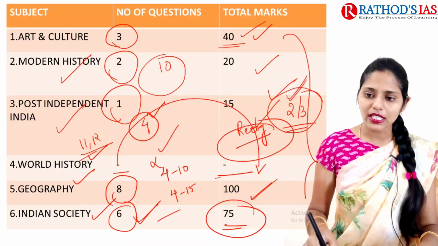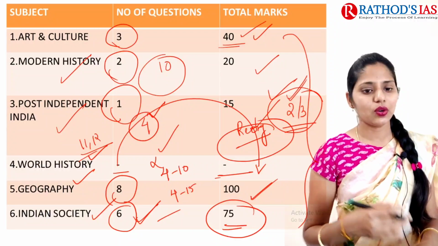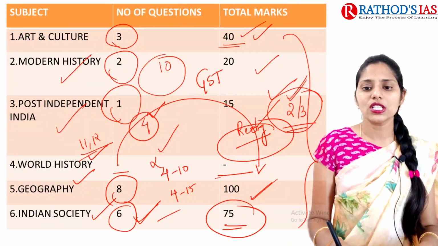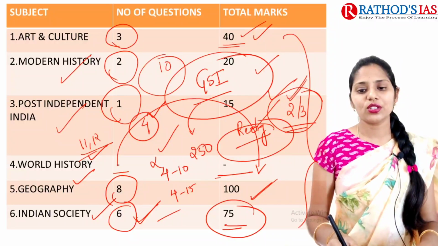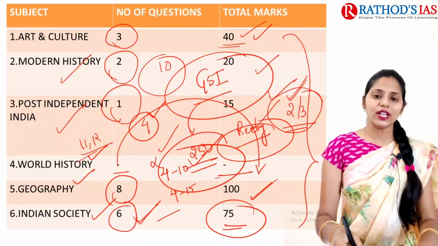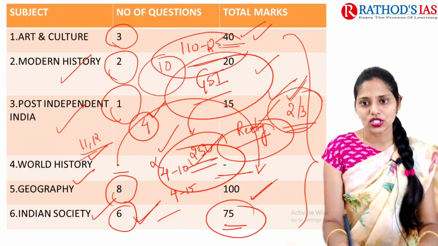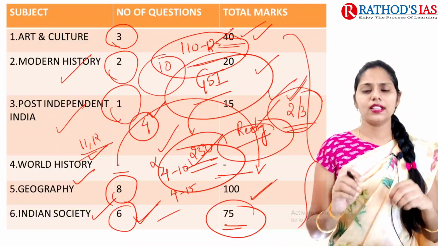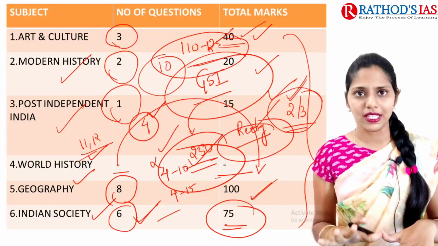So from all these subjects like art and culture, modern history, post-independent India, world history, geography and Indian society, it makes up your GS paper 1 and it will gain you around 250 marks. So if you prepare well, yes, you can easily get 110 to 125 marks in this GS paper 1. Actually, this year's paper is not much difficult and is of easy to medium range.